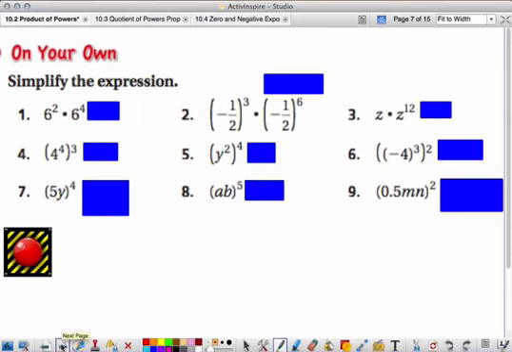It is time for you to pause your video, try these, see what you can do, and when you get done, check them to see what you got right.